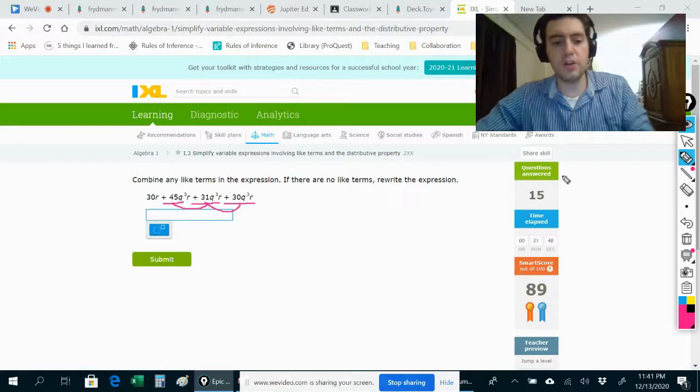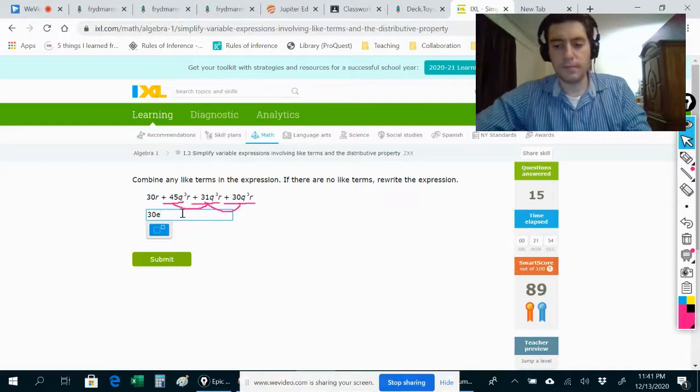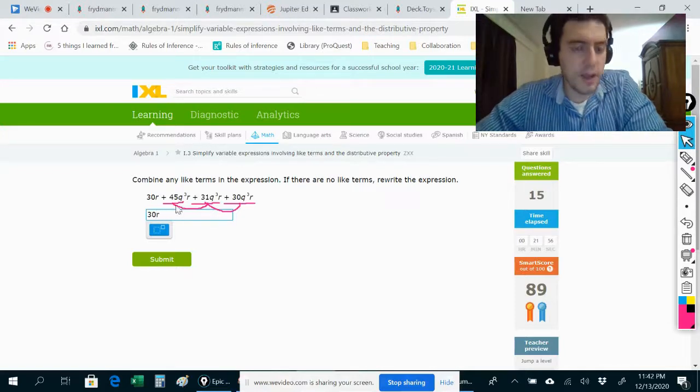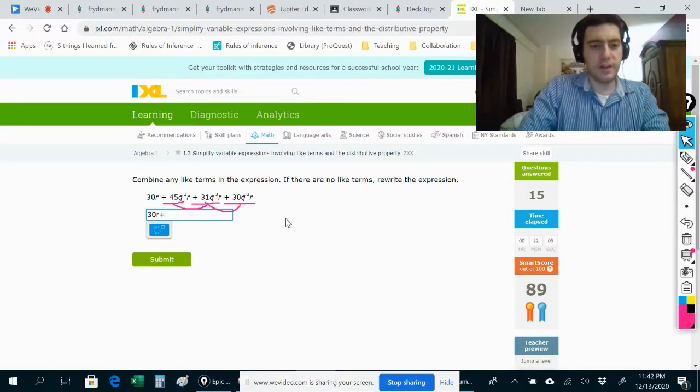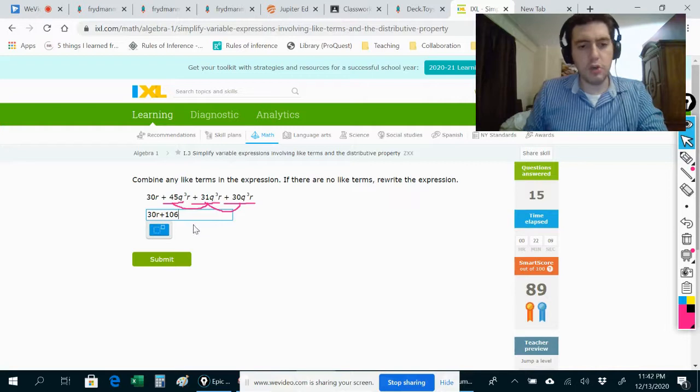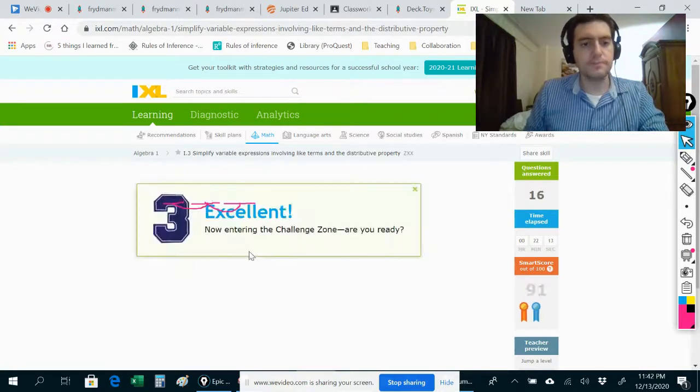So let's see. The 30r is just going to stay 30r. Okay, and then I have 45 plus 31 would be 76, and 76 plus 30 would be 106. And so that would be plus 106 q to the third r.